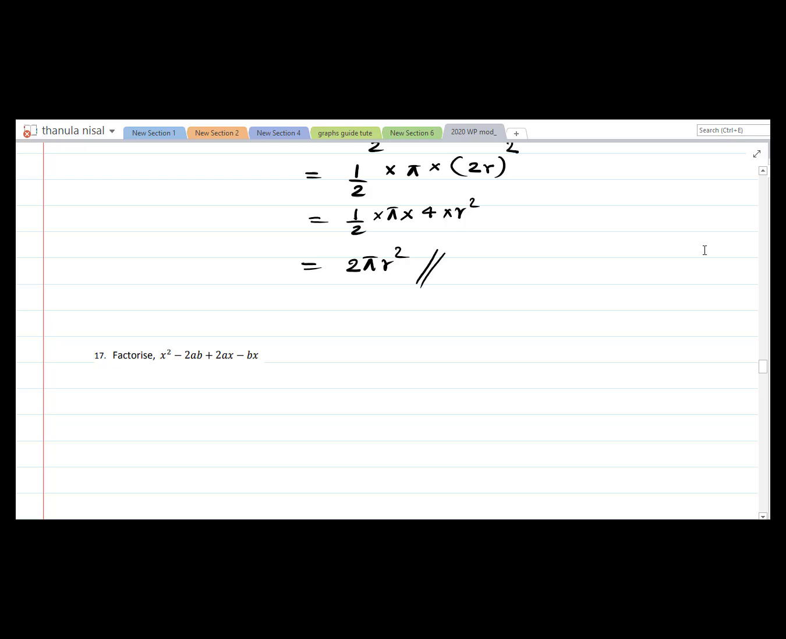Question number 17. Now, 4 terms are given. We want to factorize them. Just group them. Consider these two. Can we find common terms? No. Are there any x terms here? Surely there are. Then I'm going to rearrange. x square, I'll replace this term here.